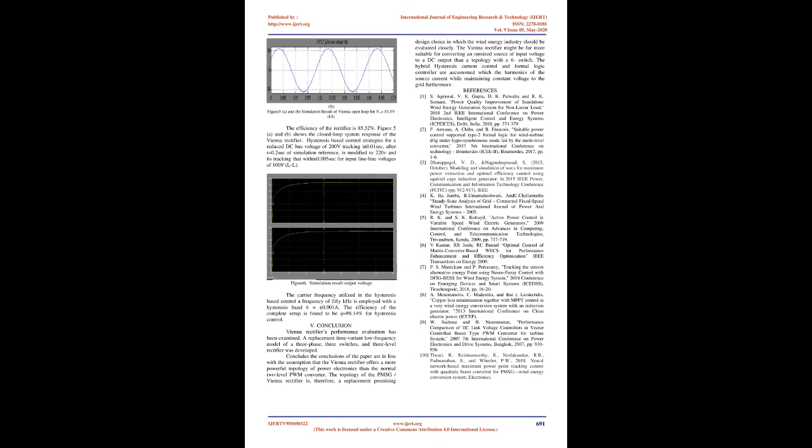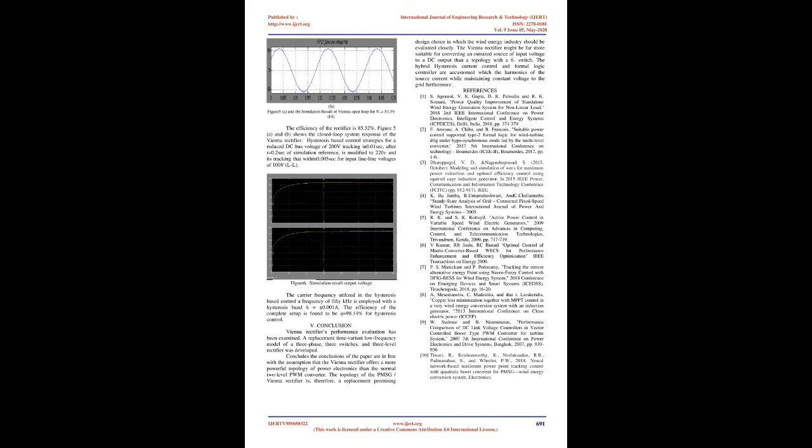Figure 4A and 4B, simulation result of Vienna open loop for VLN equals 55.5 V LL. The simulation result is shown in Figure 4A and 4B when the input LL is 55.5 V. The simulation results are shown in Figure 5A and 5B when the input LL is 53.5 V. Figure 5A and 5B, simulation result of Vienna open loop for VLN equals 53.5 V LL. The efficiency of the rectifier is 85.32%.